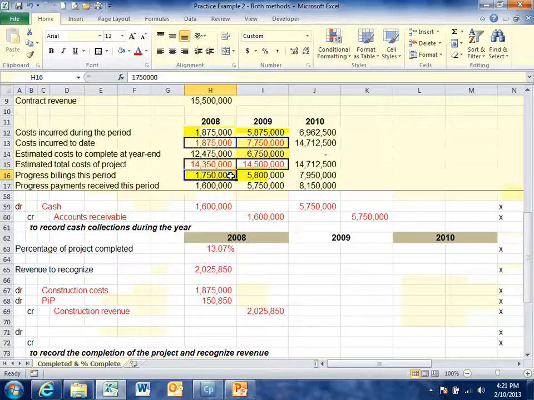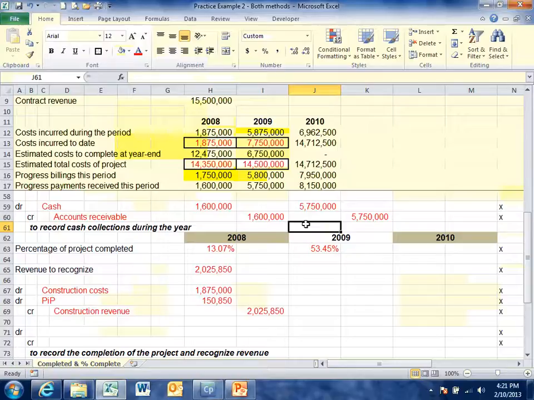Okay? So my percentage of completion is based on the fact that I've spent $7.75 million on an expected $14.5 million project. So if I take what I've spent divided by the total cost, it's going to give me a percentage of completion of 53.45%. So I'm over halfway done the project. So by the end of 2009, I should have recognized over half of the contract revenue.